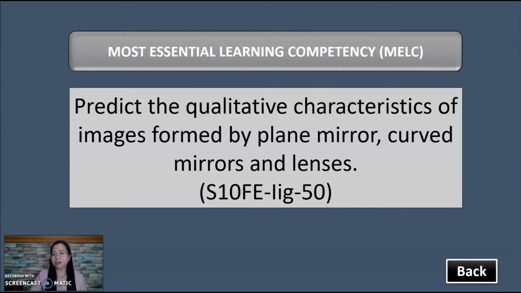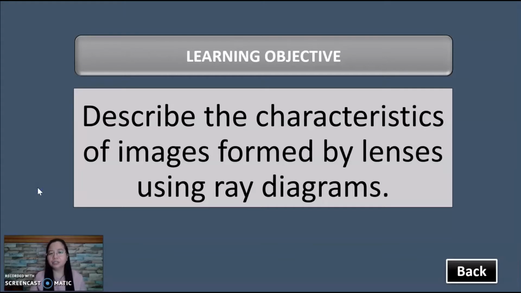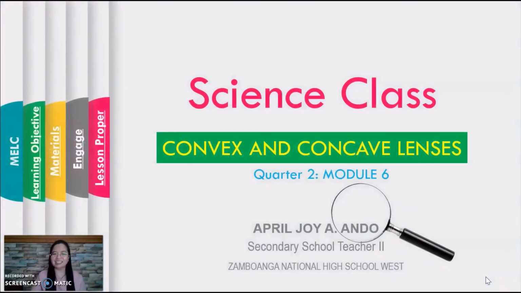Now for this topic, our MELC is to predict the qualitative characteristics of images formed by plane mirror, curved mirrors, and lenses. Now let's take a look at our objective. Our learning objective is to describe the characteristics of images formed by lenses using ray diagrams. So we will know how to do ray diagrams later on, and at the same time determine the different characteristics of the images formed by these lenses. That's exciting, isn't it?